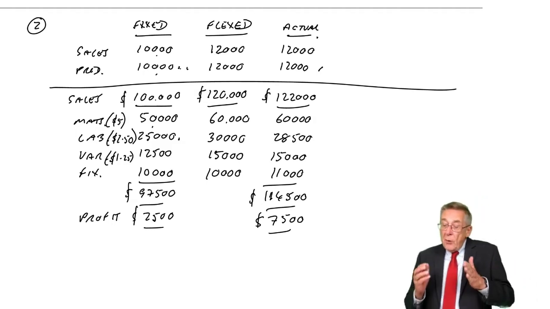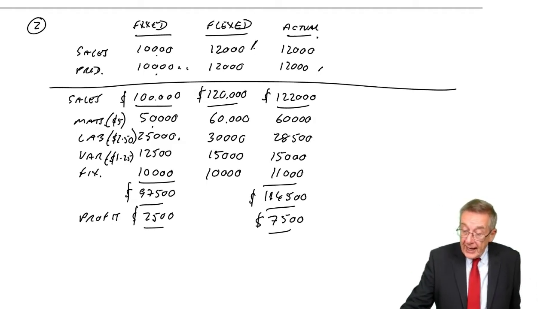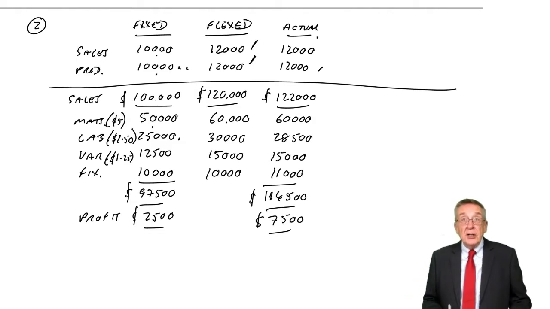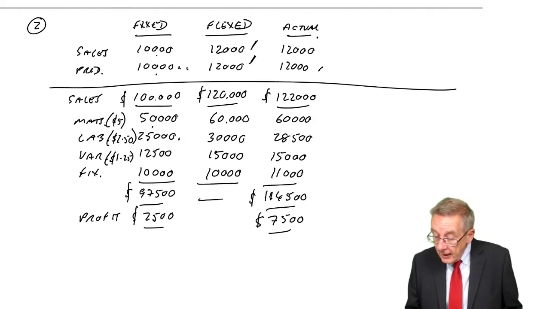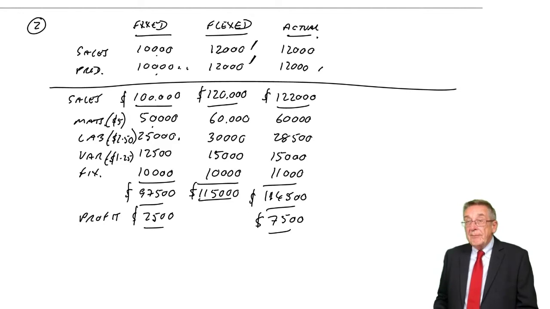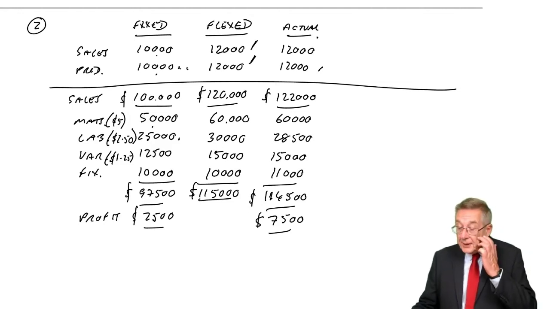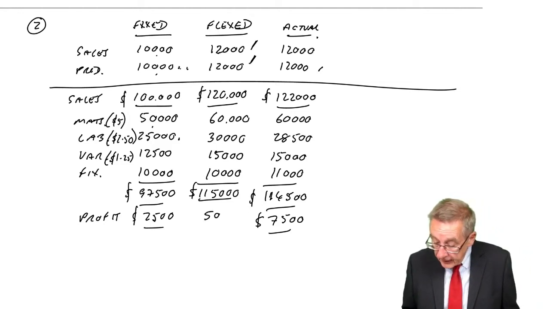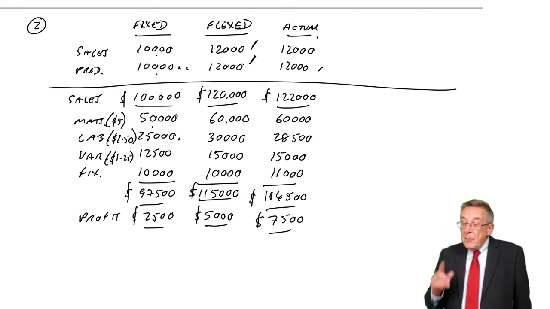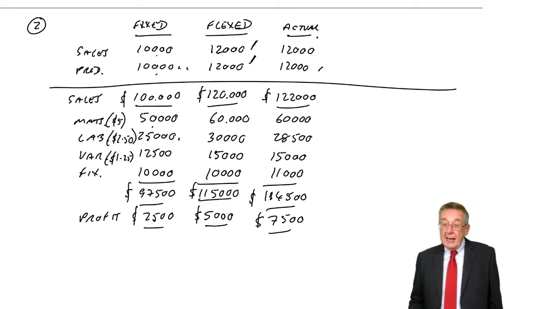And so, for what actually happened, the actual sales, the actual production, if everything had gone according to plan, the total costs would have been 115. And the total profit should have been 5,000. But now it makes sense to compare.